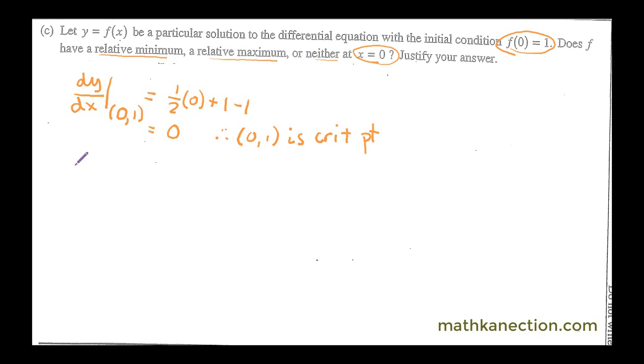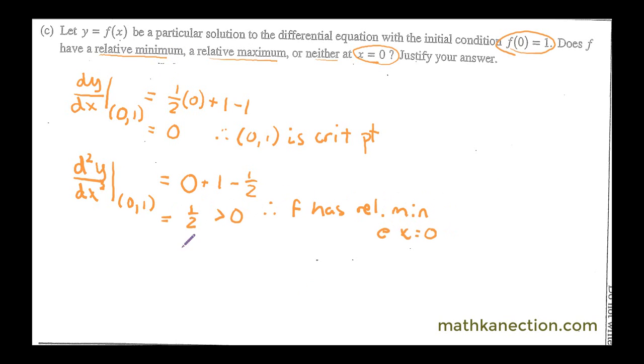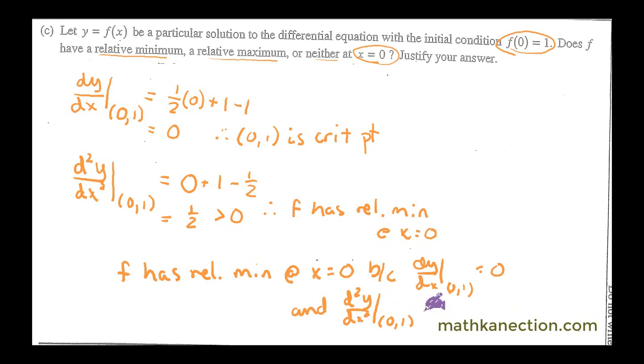Since we have a critical point, we can put the critical point into the second derivative and run the second derivative test. Replacing the critical point into the second derivative, we can determine if this graph will be concave up or concave down, so we'll know if we're going to have a maximum or a minimum. We get the value of 1/2, which is positive, so therefore f does have a relative minimum at x equals 0. So f has a relative minimum at x equals 0 because the first derivative at that point is equal to 0, and the second derivative at the point is positive.